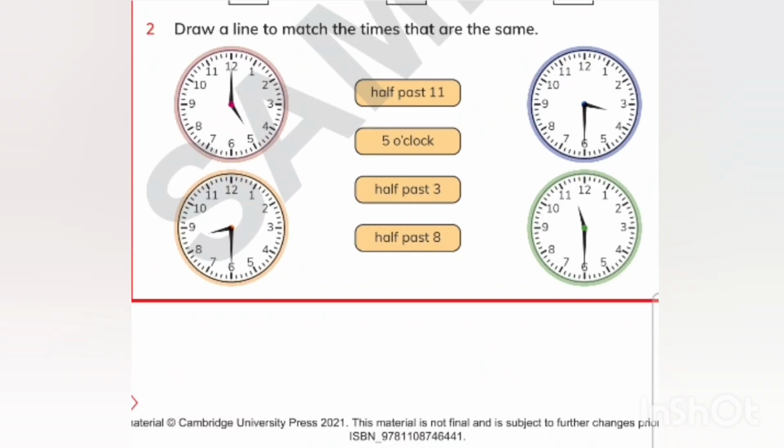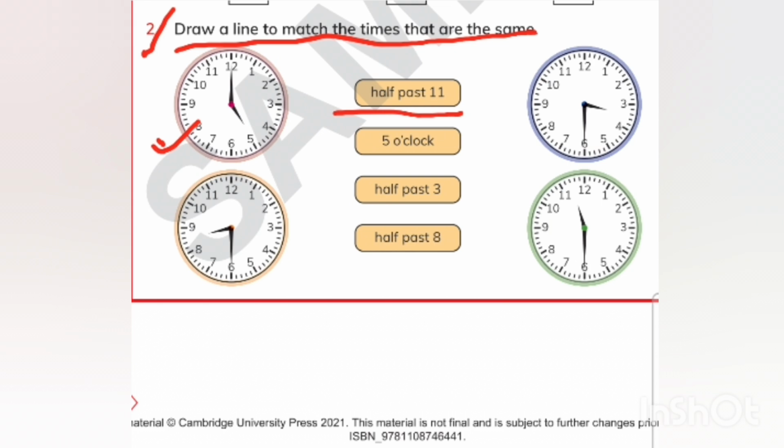Now we are working on question number 2. Draw a line to match the time that is the same. It is written in analog. This is called an analog clock, and this is a digital clock, or in words. It is written in words, but in a digital clock we write like this. It is not a digital clock. It is in words. Okay, time in words.